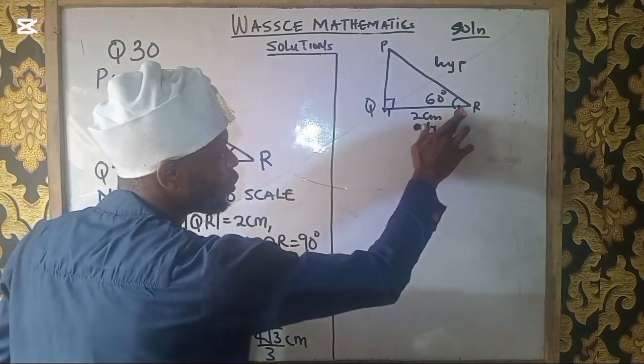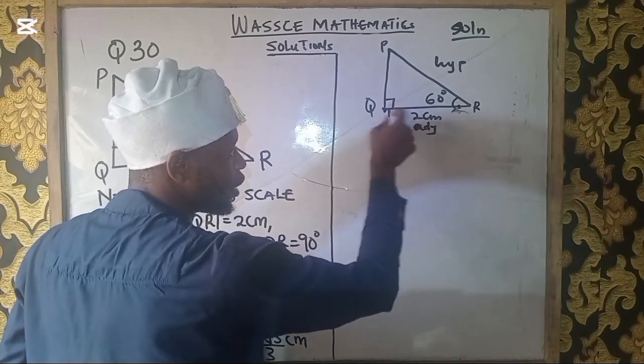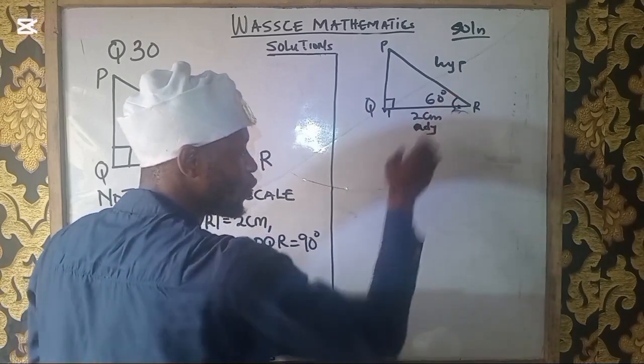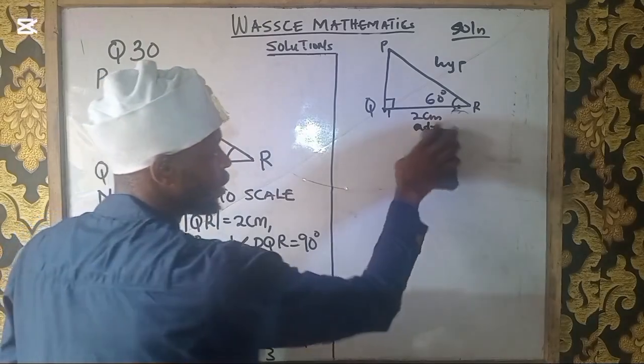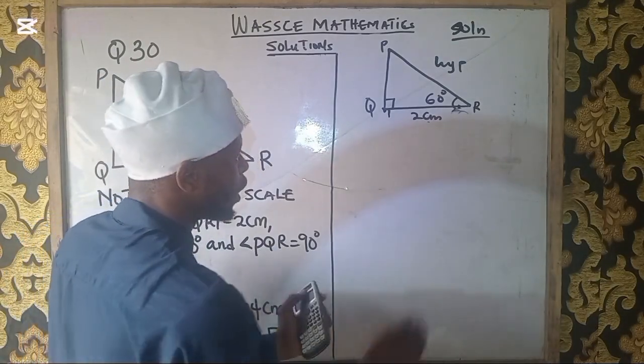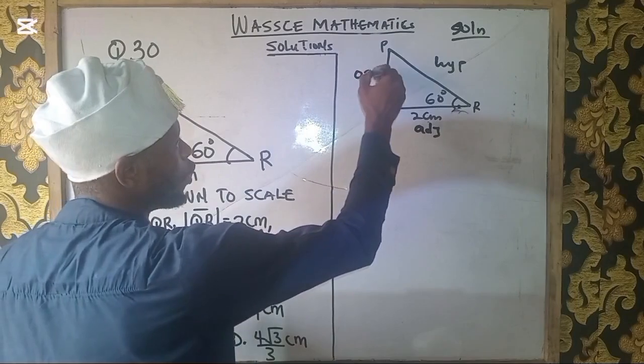So whenever you have angle 90 and an angle that is less than 90, just like what we have here, this angle is sitting on this line QR, and the 90 is also sitting on that line QR. That side is called the adjacent side, ADJ. Then the last one will be called the opposite side.